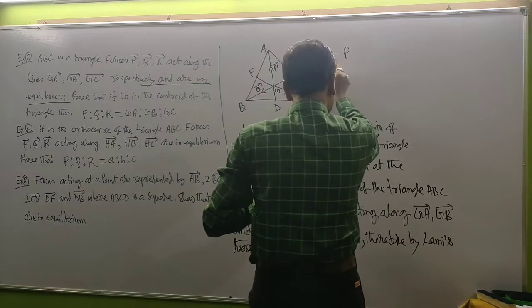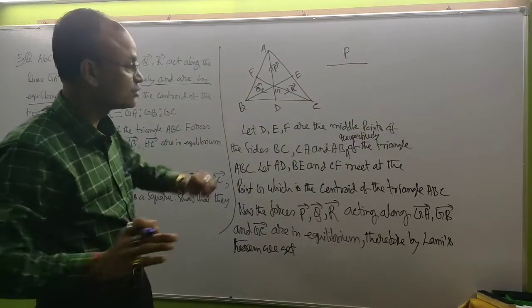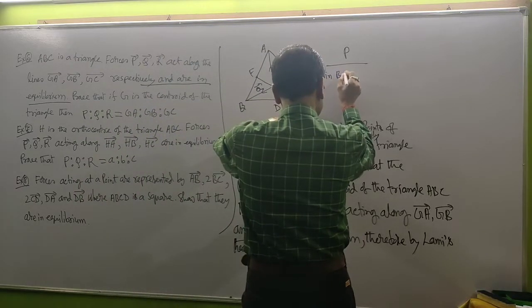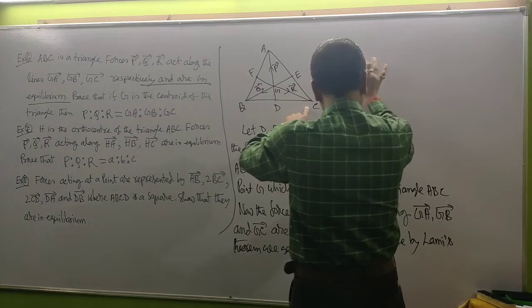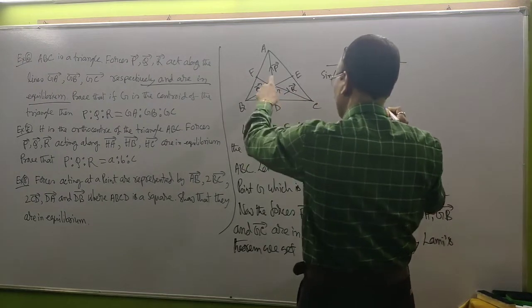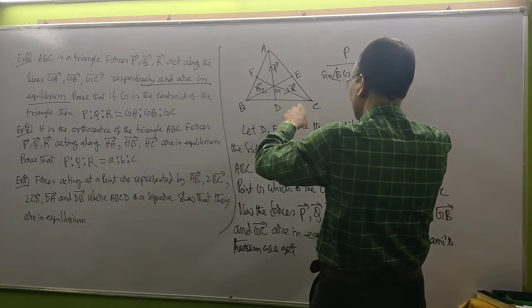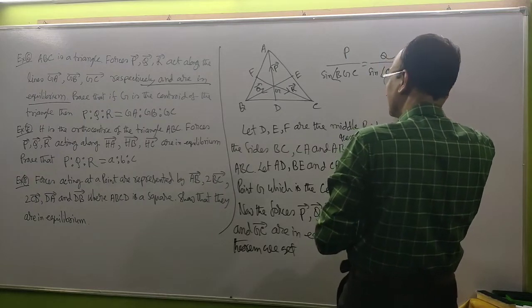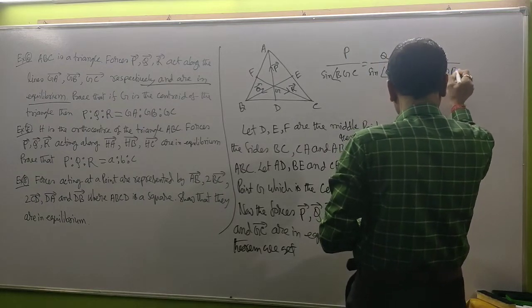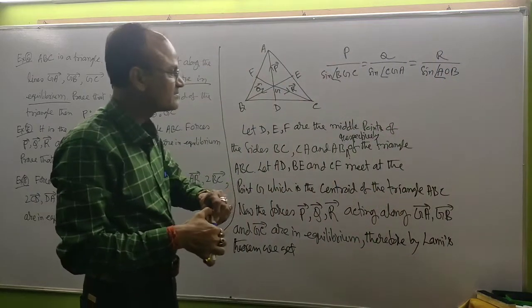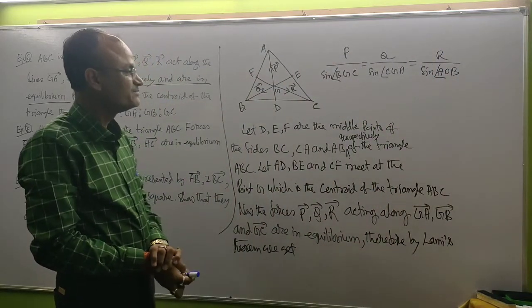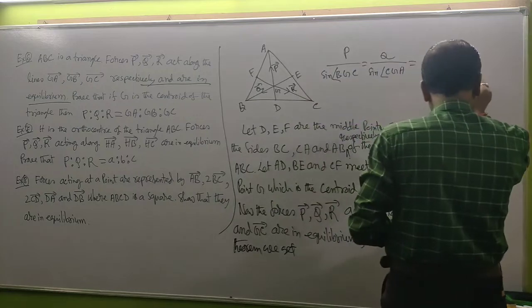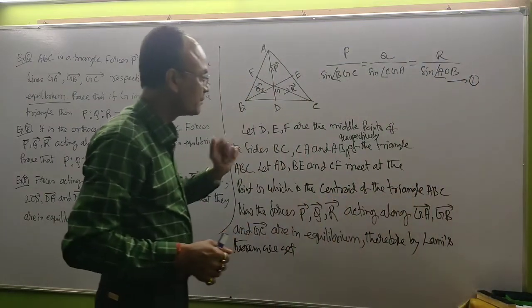the magnitude of each force is proportional to the sine of the angle between the other two. P by sine of BGC is equal to Q by sine of CGA is equal to R by sine of AGB. By Lami's theorem, we get this. Suppose this is number 1. I mark it as number 1.